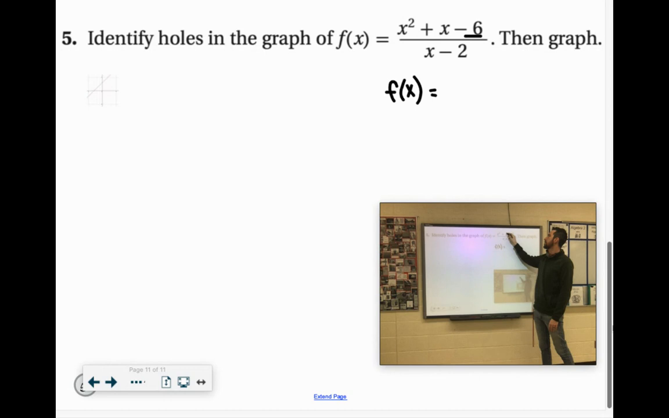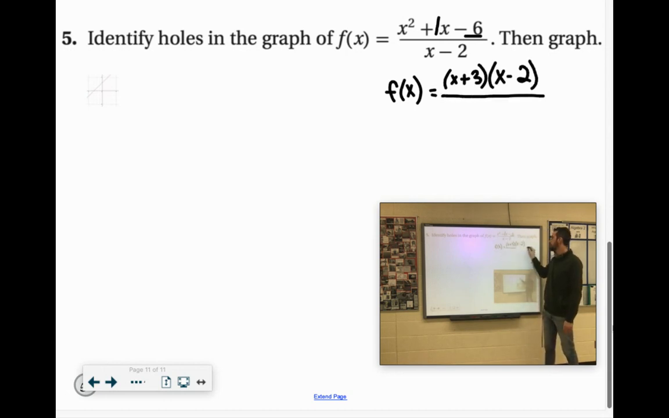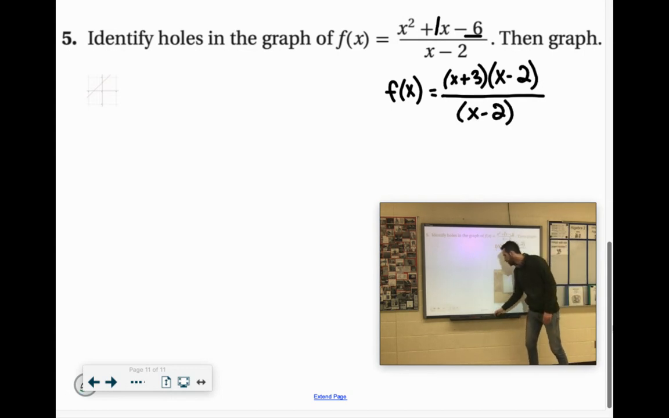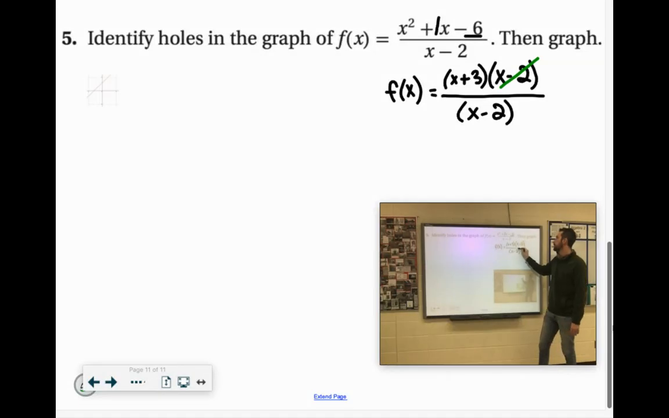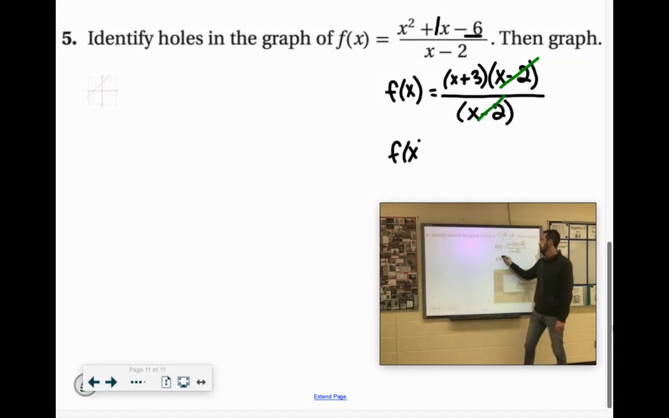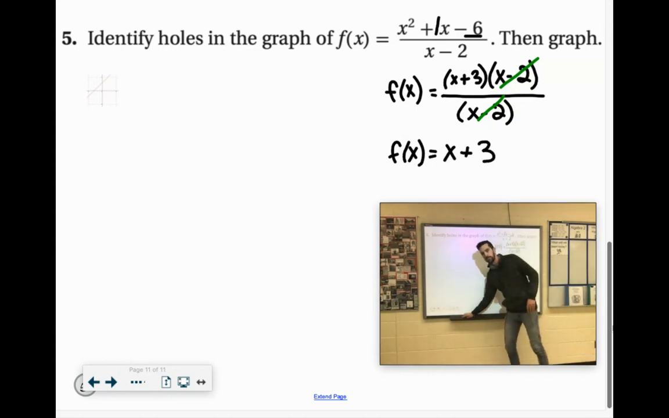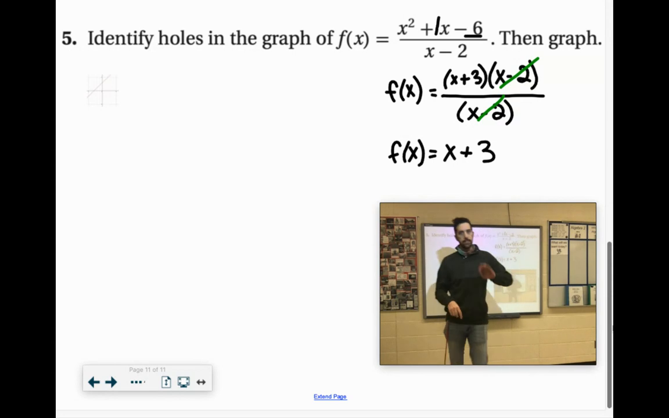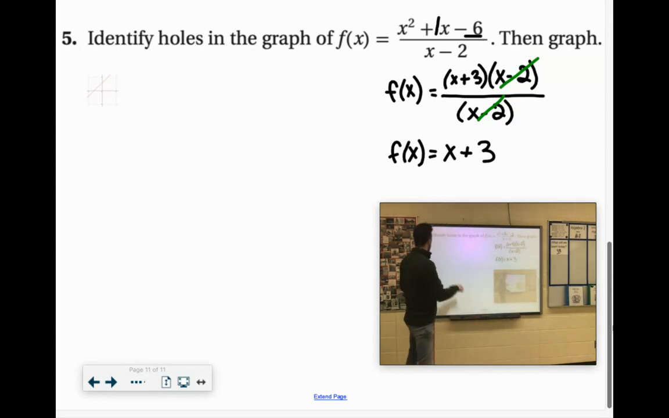Factors of negative 6 that add up to 1 would be positive 3 and negative 2. So x plus 3 times x minus 2 over x minus 2. The x minus 2's will cancel out, and we're left with f of x equals x plus 3, which is you start at 3 and then you go up 1 over 1. That's great.